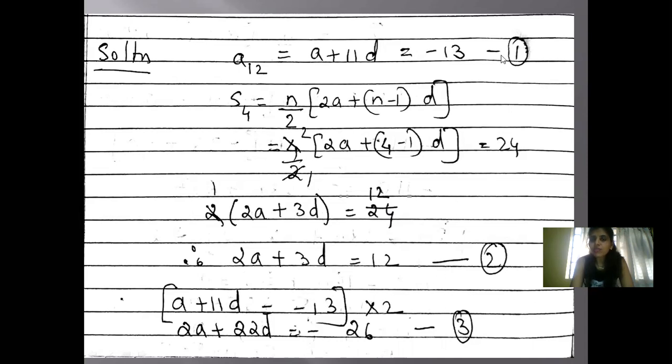Now after that, I have to solve equation 1 and equation 2. So what I'm doing is I'm multiplying equation 1 with 2. So I get 2a plus 22d is equal to minus 26.